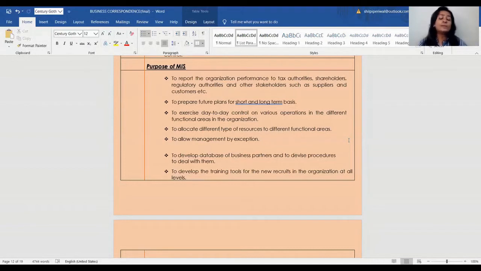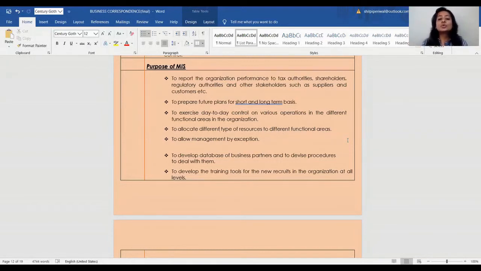If you see that the customer care department is lacking, there are a lot of complaints building up, but you're not able to sort them out that fast. So you decide that probably the customer care department needs more customer care executives. All these decisions can be taken with the help of MIS.